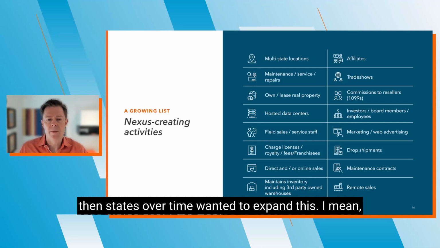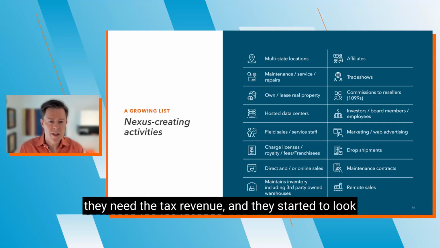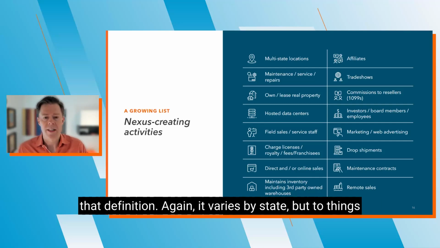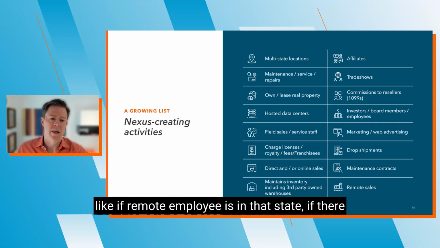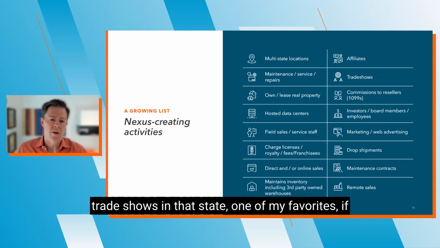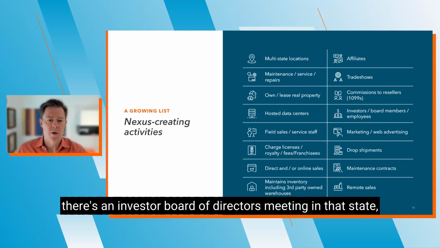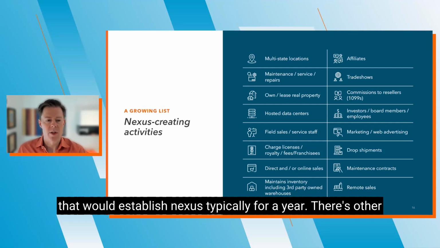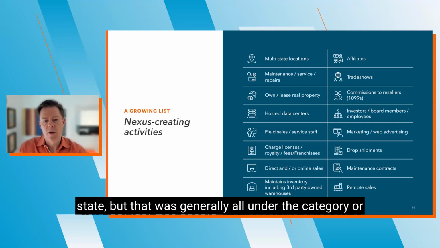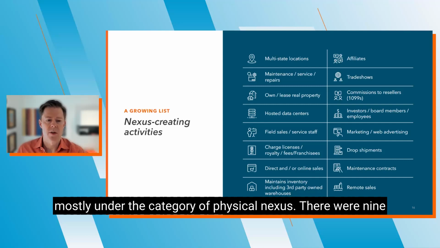But then states over time wanted to expand this. I mean, they need the tax revenue, and they started to look for other ways to generate that revenue. So they expanded that definition, and again, it varies by state, but to things like if a remote employee is in that state, if there are field services in that state, if a company conducts trade shows in that state, if, one of my favorites, there's an investor or board of directors meeting in that state, that would establish nexus typically for a year. There's other categories like affiliate nexus, if there are affiliates in a state, but that was generally all, or mostly, under the category of physical nexus.